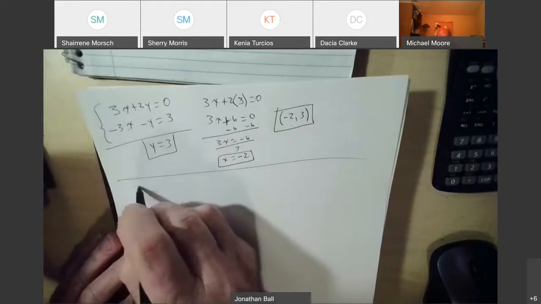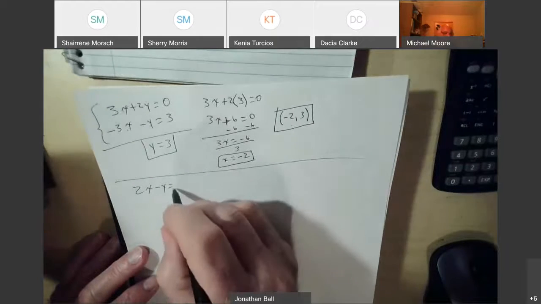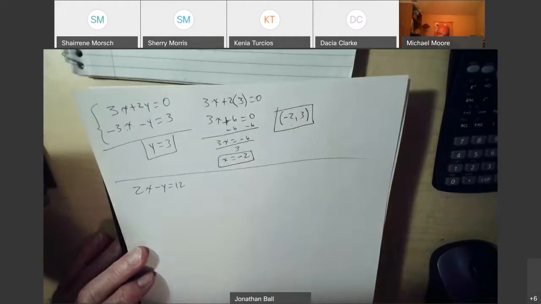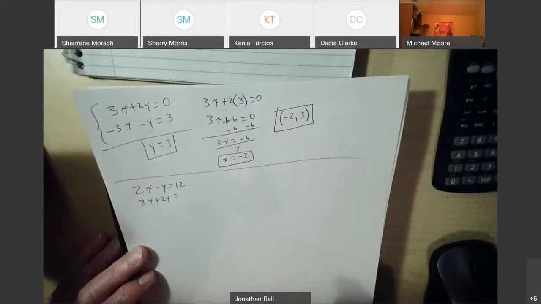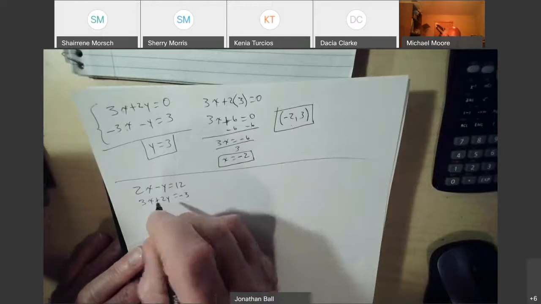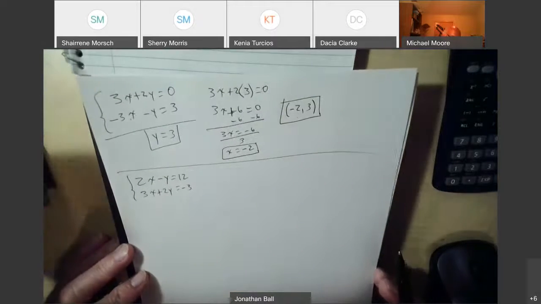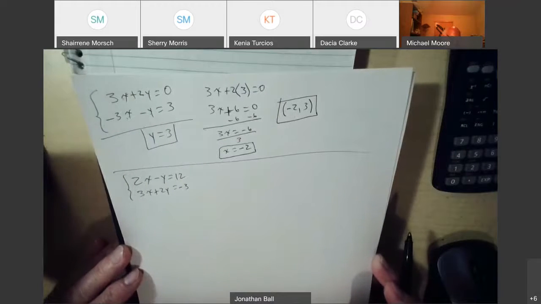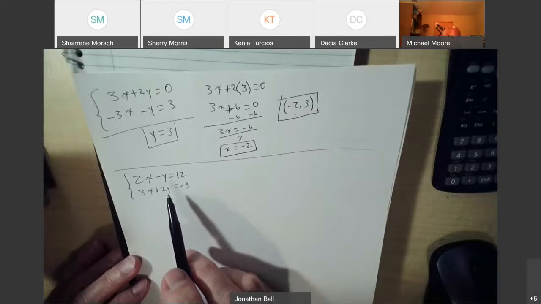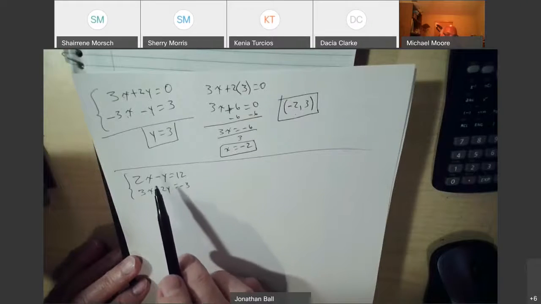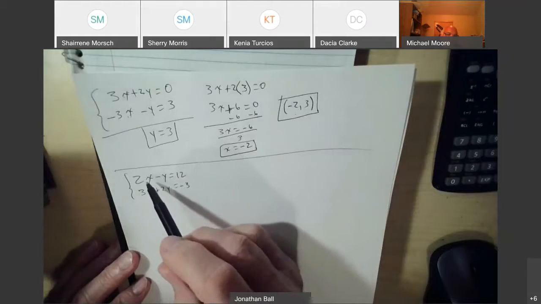2x minus y equals 12. And we have 3x plus 2y equals negative 3. System of equations. Now look, when we add these together, it doesn't eliminate either of the variables. So what are we going to have to do? We either have to multiply or divide. Multiply or divide. One equation, sometimes we have to do both equations. One or the other, where we have the opposite of.